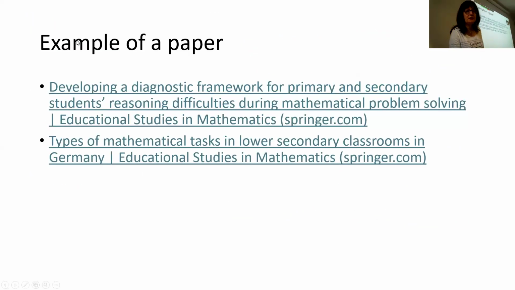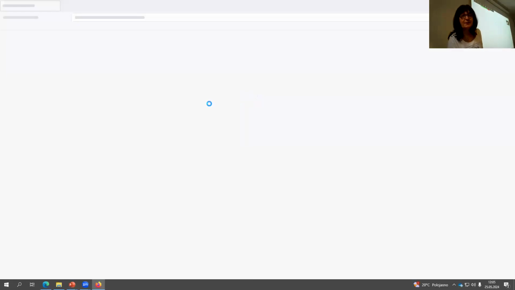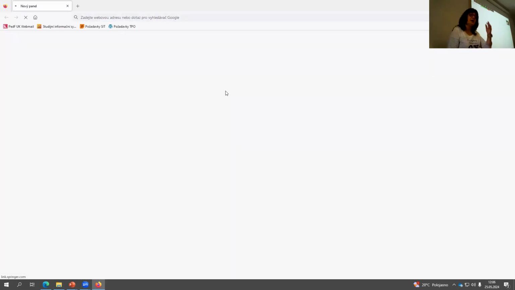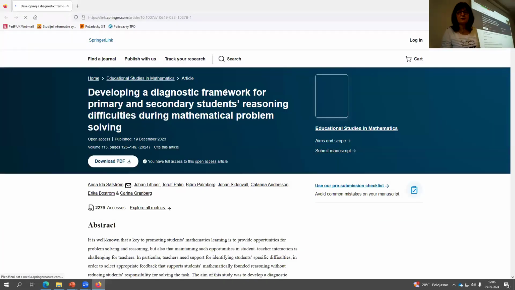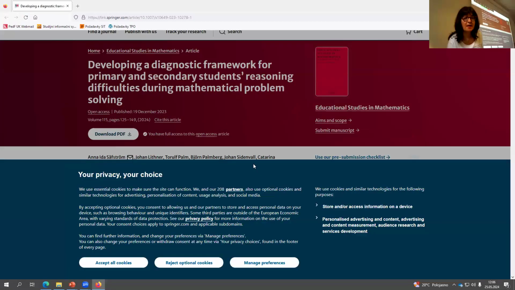Right, and now these are the two papers which I wanted to look at. So I will open it here. I tried to find an open access one so that you don't have to, yeah, okay, here it is.